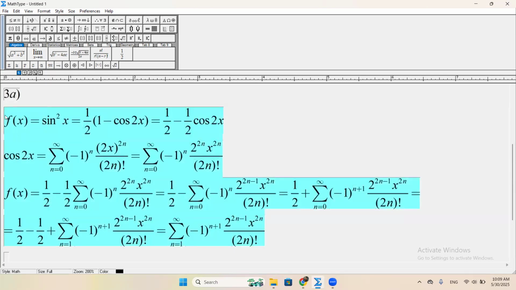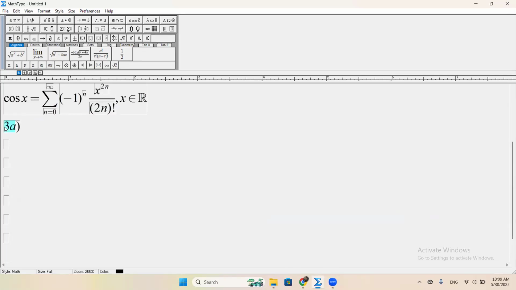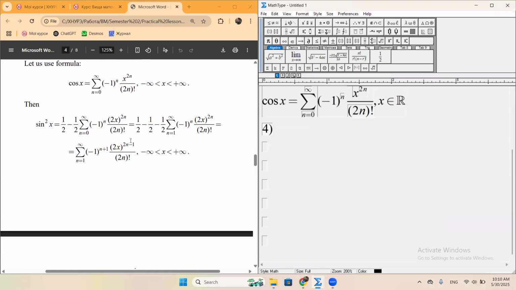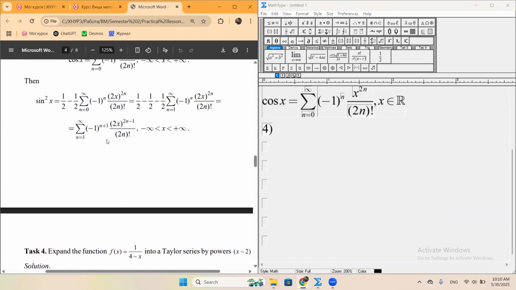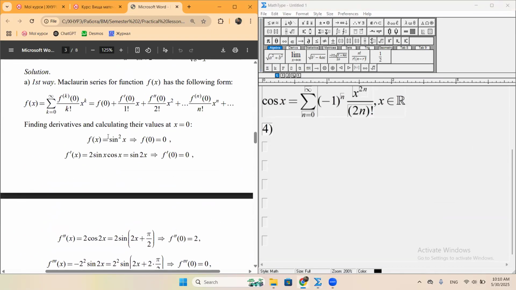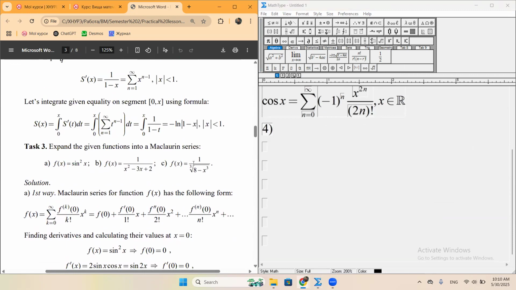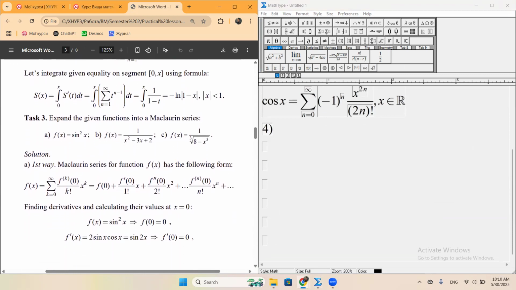Okay, if no questions, let's move to exercise 4. Actually, this task, so B and C are analogous, so they will be for your home task. You will use a standard expansion. And for this function, first of all, you will have to expand it, so to rewrite it like a sum of elementary fractions.